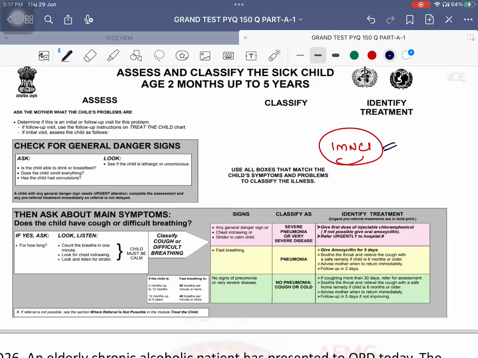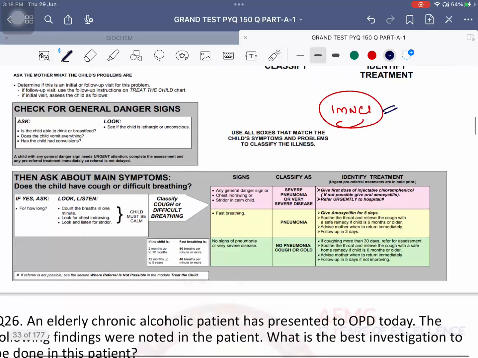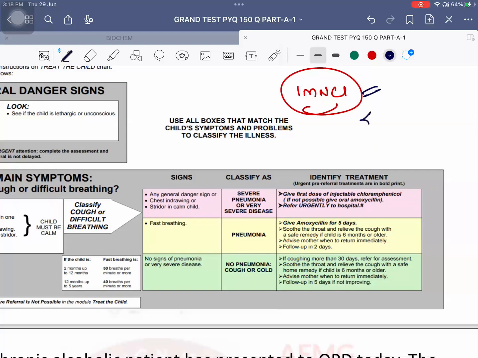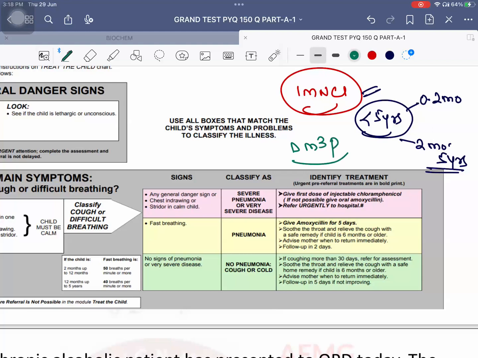IMNCI guidelines. What is IMNCI? Integrated Management of Neonatal and Childhood Illnesses. According to this, the children are usually under 5 years of age. There is one group of 0 to 2 months and a second group of 2 months to 5 years. And IMNCI guidelines are available for mainly 5 diseases, and these are remembered as D, M, P.